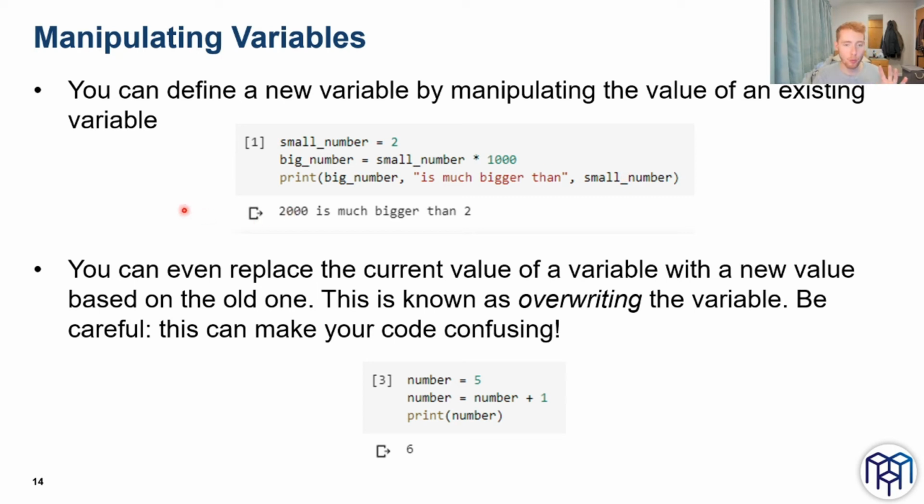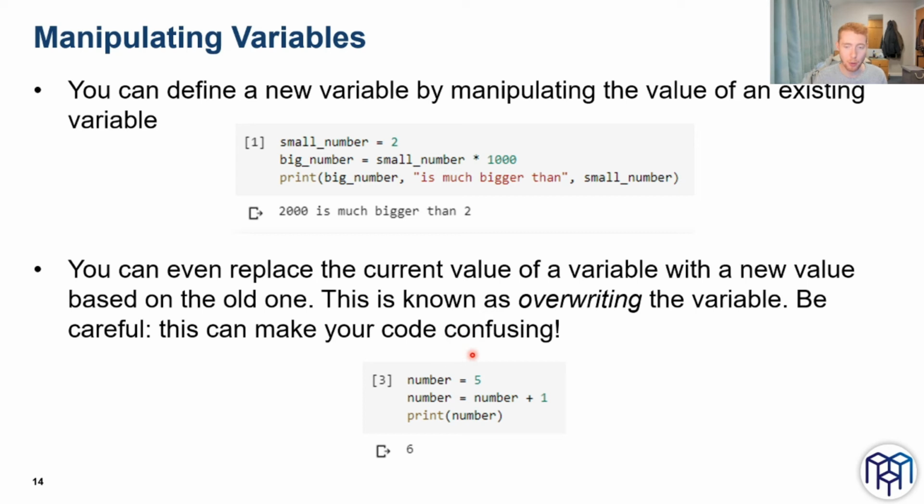Now is where things get a bit crazy, because we can even replace the value of a variable using an old one. We can create a new current value by using an old one. This is known as overwriting or overriding a variable. I think I mentioned that before. But be careful doing this because you can end up with quite confusing code. If you're trying to do this, maybe just create a variable with a different name, that might be clearer. But if you do want to do this, you can end up with code like this.